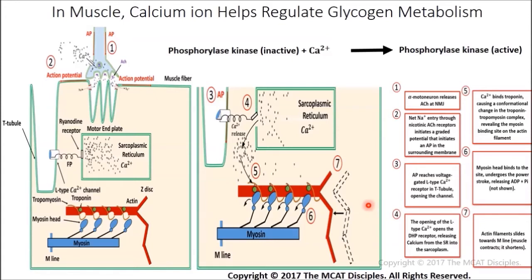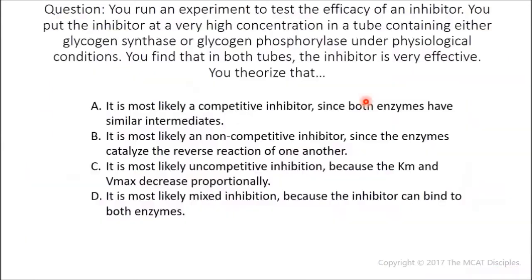The other thing that is significant here is that's why it makes sense. Calcium ion helps regulate glycogen metabolism in muscle because you need calcium to get contraction. So whenever you have calcium, you're going to be using up ATP in muscle cells. So you better replace that somehow. That is how we regulate that in muscle.